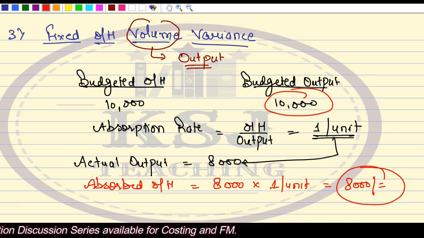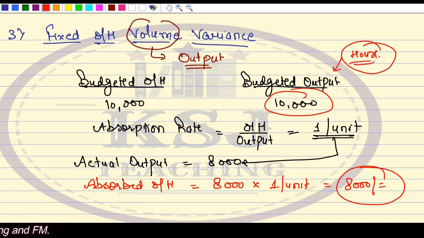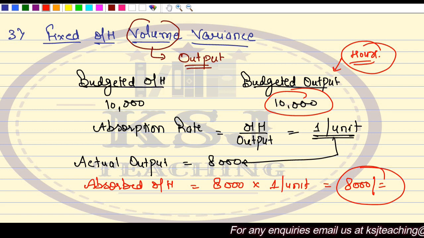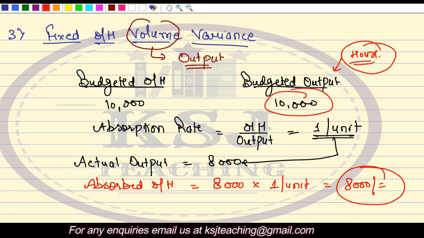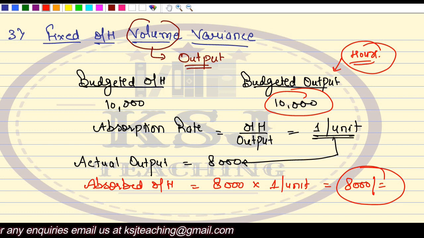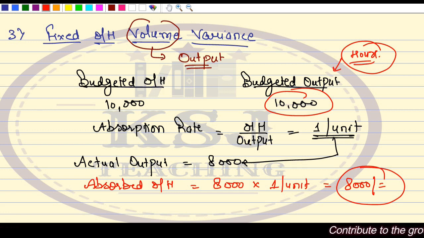Now in this case I have taken it on output, you can take it on hours also. Basically, the base will change, right? The base is going to change. So I planned for something, something else happened. Absorption, we might take it on the basis of hours. Even if you take it on hours, the same concept will remain, that there is a variance due to the variation in the output.